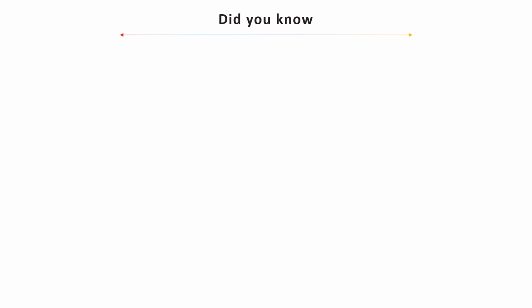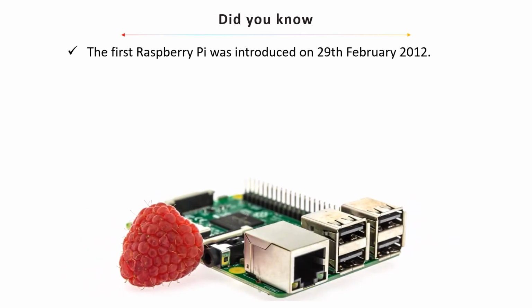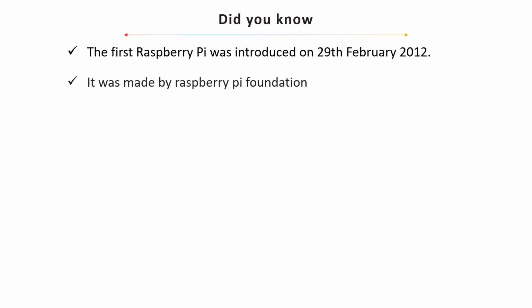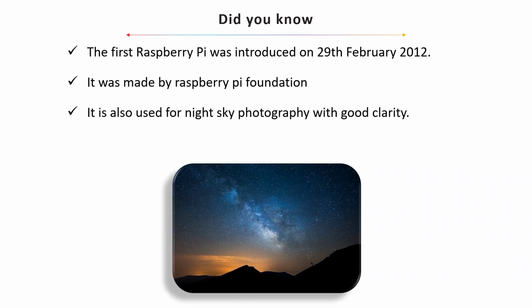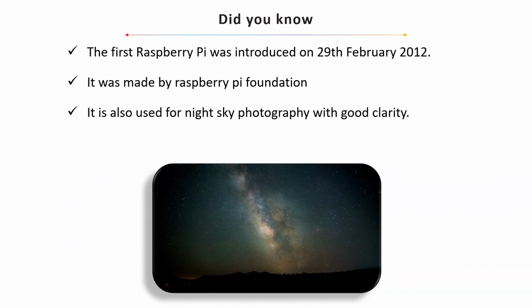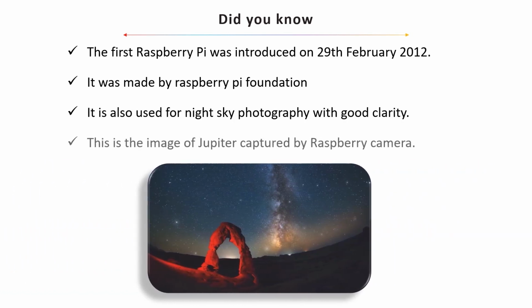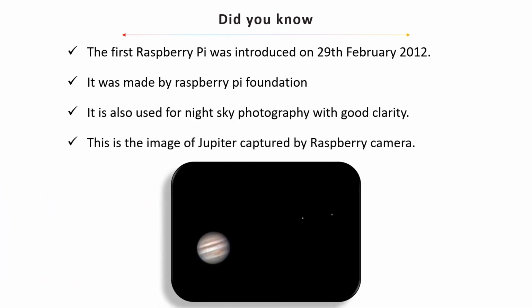Did you know? The first Raspberry Pi was introduced on 29 February 2012. It was made by Raspberry Pi Foundation. It is also used for night sky photography with good clarity. This is the image of Jupiter captured by the Raspberry camera.